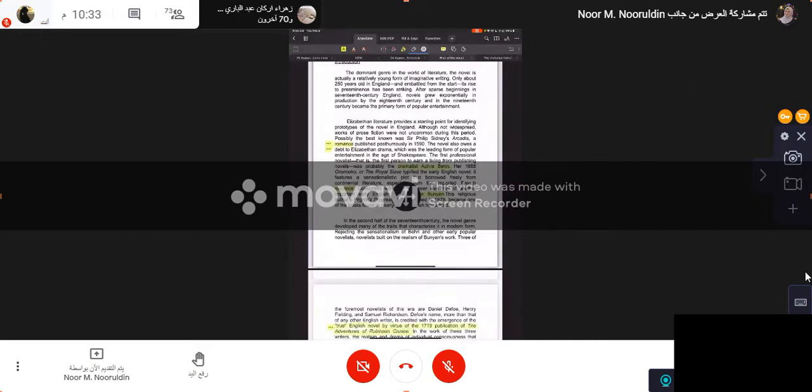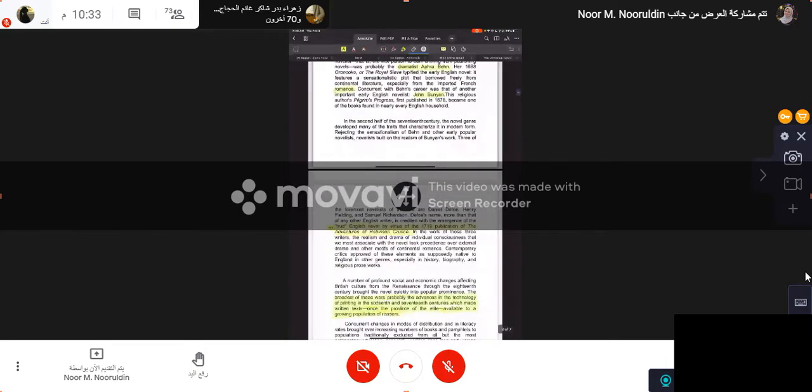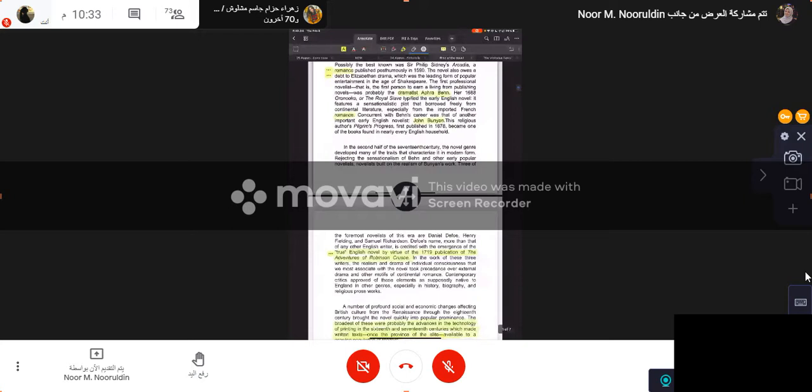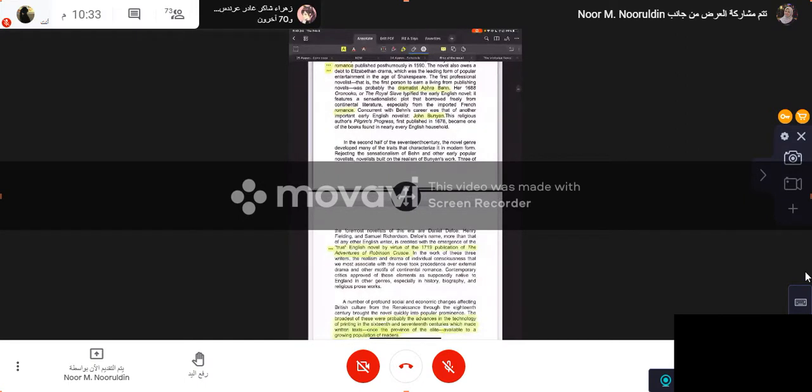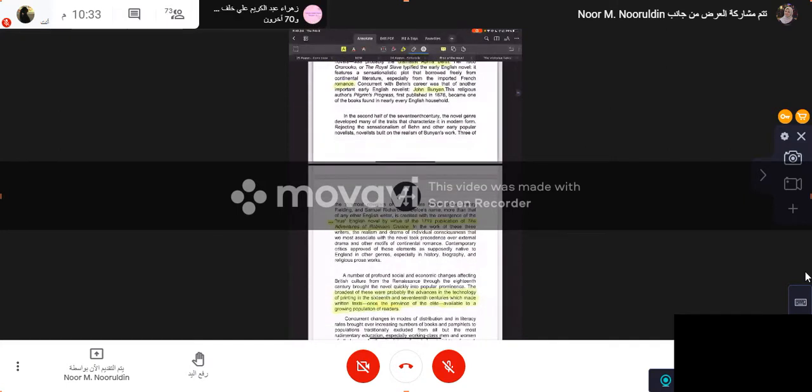So we cannot consider it the first true English novel, but actually it was the ABC of the English novel, simply because it was written in English, in addition to John Bunyan. In the second half of the 17th century, the novel genre developed many of the traits that characterize it in modern form, rejecting the sensationalism of Behn and other early popular novelists and building on the realism of Bunyan's work.